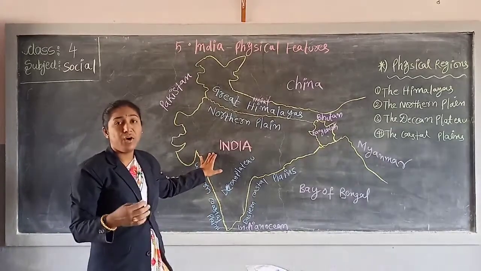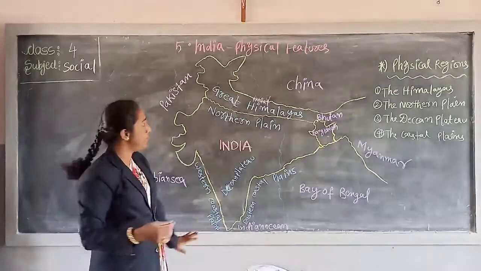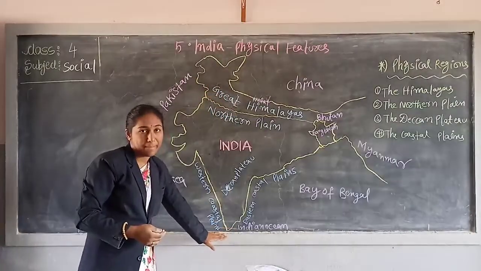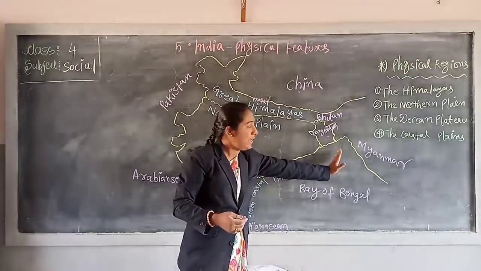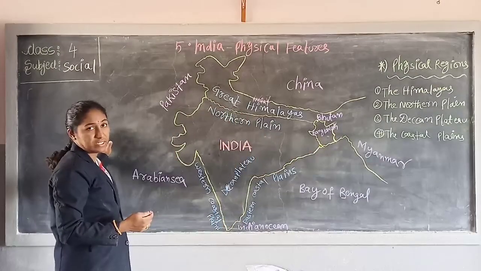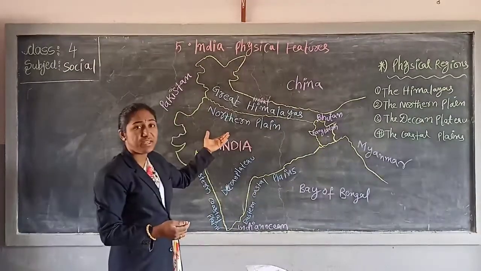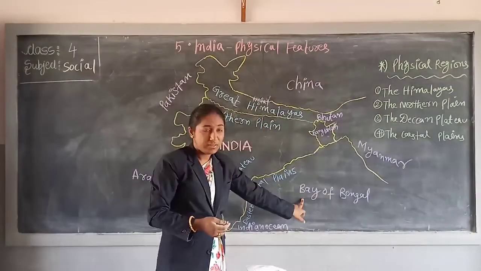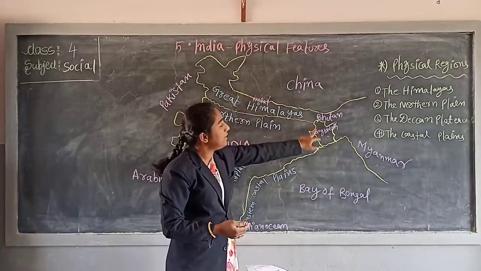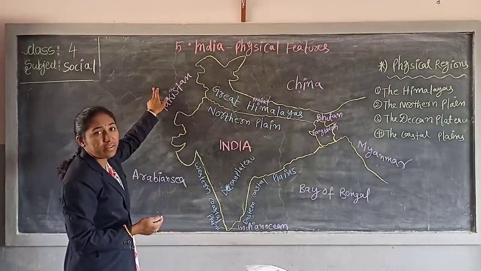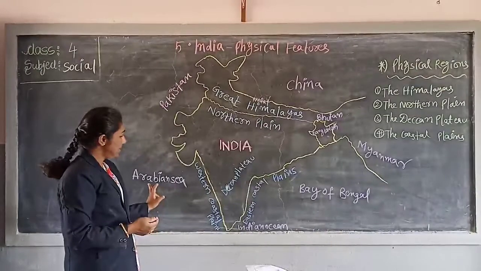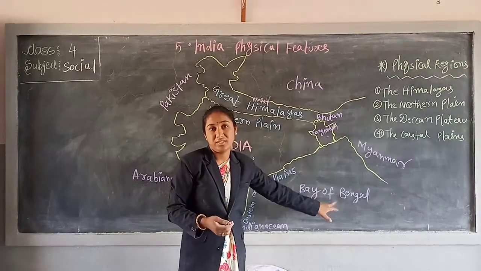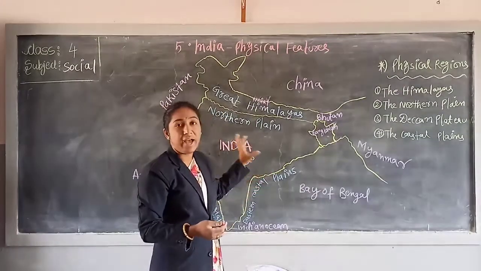You already know the directions. North means top of the map. South, below the map. This side, this direction, east. And this is west. These are the four main directions. And the sub-directions are: this is northeast, this one northwest, this one southwest, and this is southeast. All must know the directions.